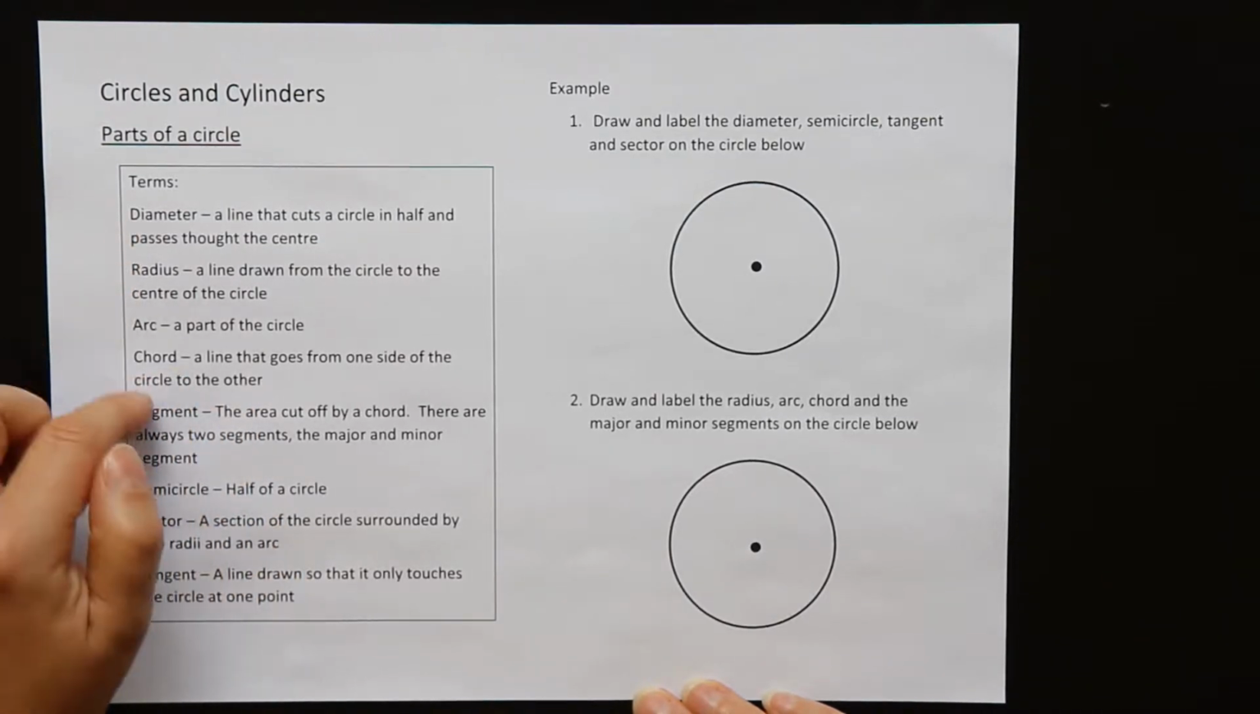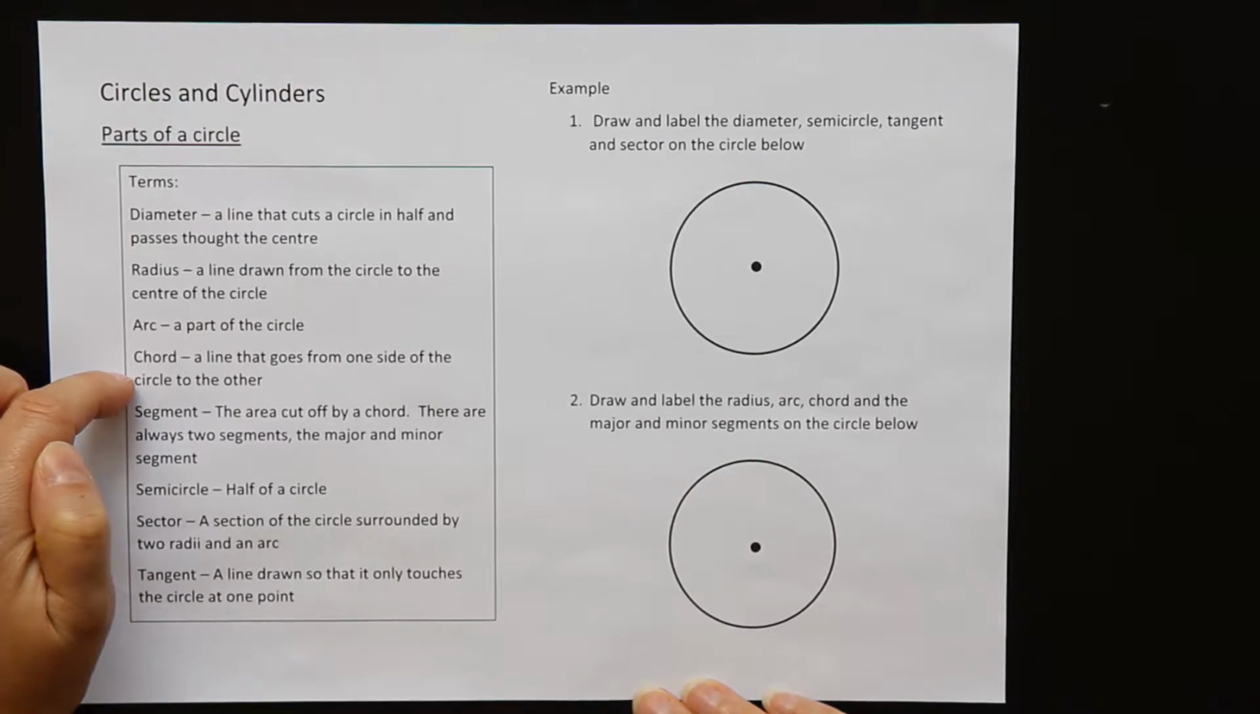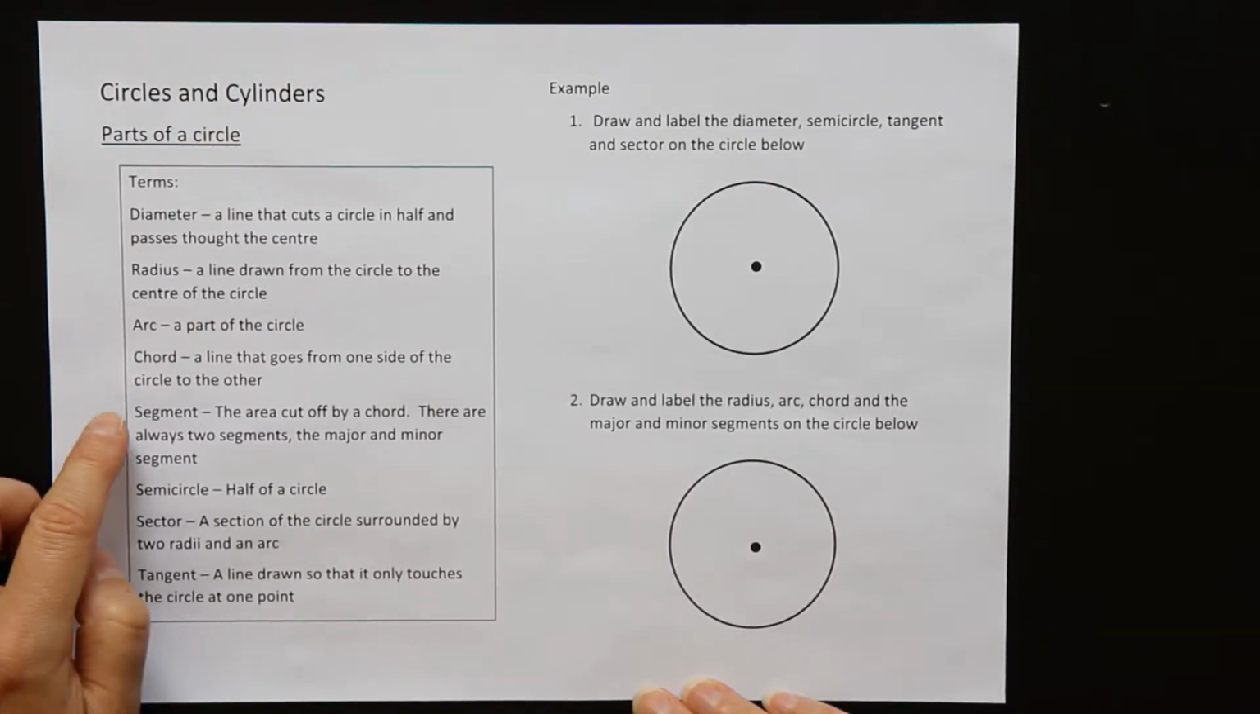A chord is a line that goes from one side of the circle to another. Okay, so it's a bit like the diameter, but the diameter has to go through the center. A chord can just go anywhere from one side of the circle to the other, just a line. A segment is the area that is cut off by the chord.